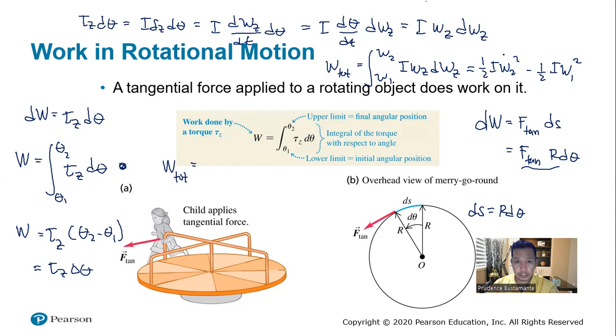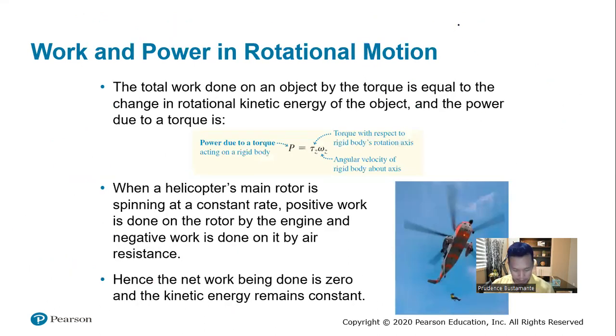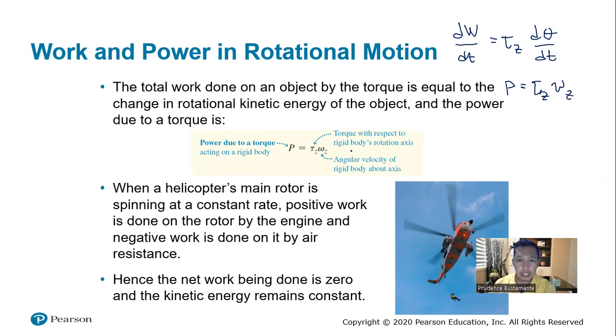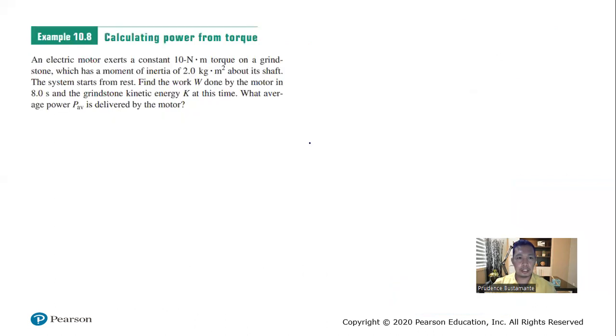Also for power, we have dW over dt, which is the definition of power. We have the torque times d theta over dt. So we have the power equal to the torque times the angular velocity of the rigid body about the axis. That is the definition of the power due to the torque.